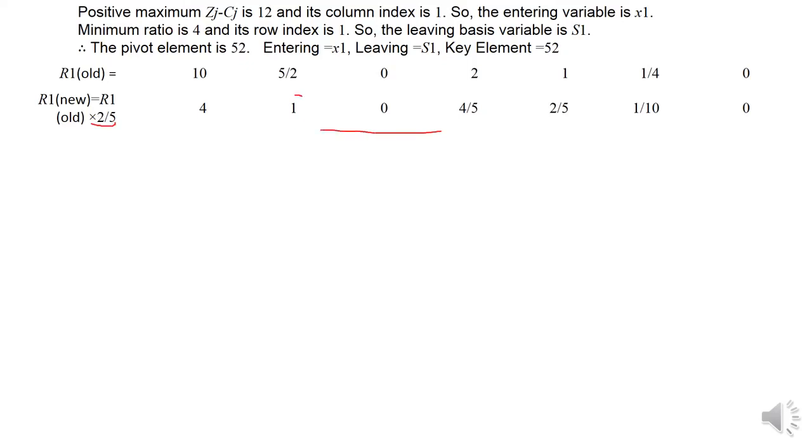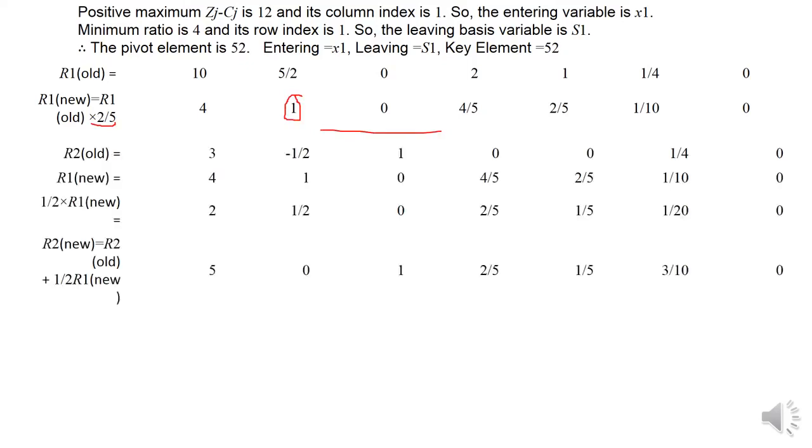Calculation on rows will be first the pivot row. The pivot row is the R1 row and we have to divide it by 5 by 2. It means we have to multiply by 2 by 5 and we get this row. So this element has become 1. Now the R2 row, the old one is this. R1 new we have calculated just now here, and 1 by 2 into R1 new is this much. R2 new will be R2 old plus 1 by 2 R1 new, and we get this.